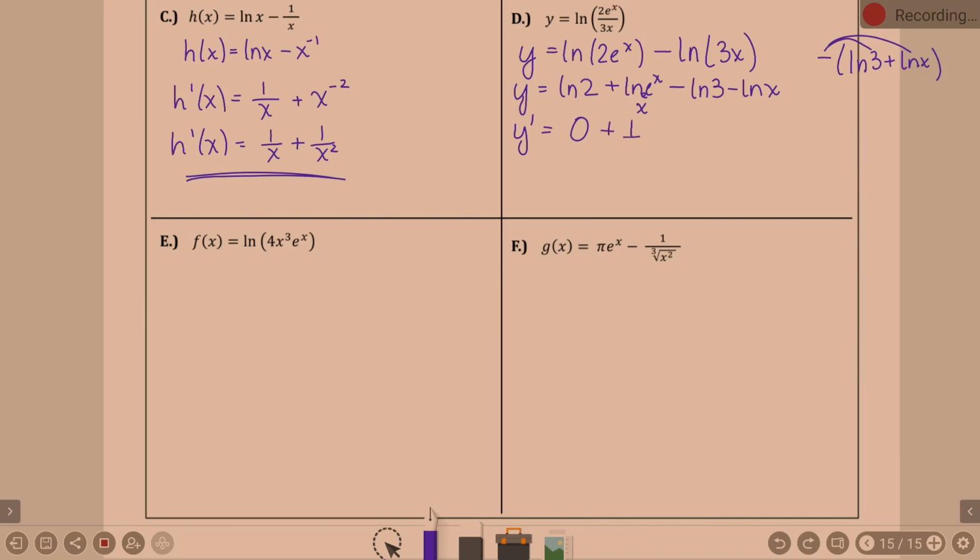Minus, derivative of natural log of 3. 0, because it's a number. Minus, derivative of natural log of x. 1 over x, because it's a variable, right? We're doing the derivative. This cleans up to be 1 minus 1 over x.